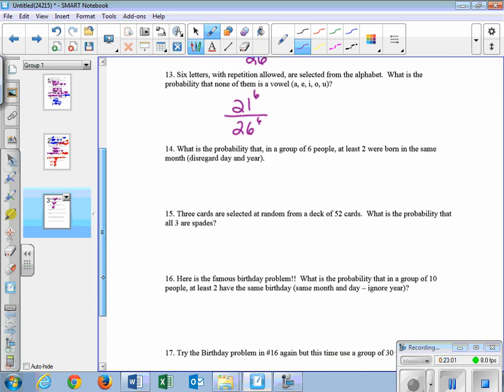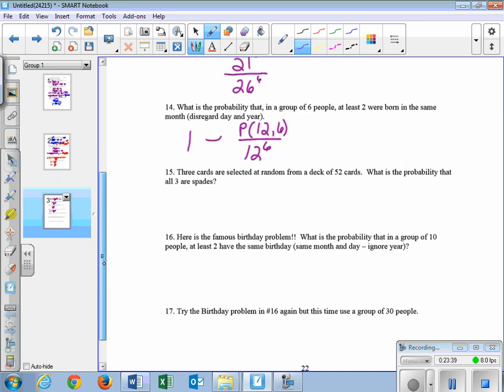Number 14. What is the probability that in a group of 6 people, at least 2 were born in the same month? That means I could have 2 people born the same month, or 3 or 4. It gets to be a lot. So I'm going to do 1 minus everybody having their own assigned birthday month. Every person that is born has 12 months to possibly be born in, so that would be 12 to the 6th. If everybody is assigned to a different month, that's a permutation because we're assigning a month, and that would be 12 months, picking 6.